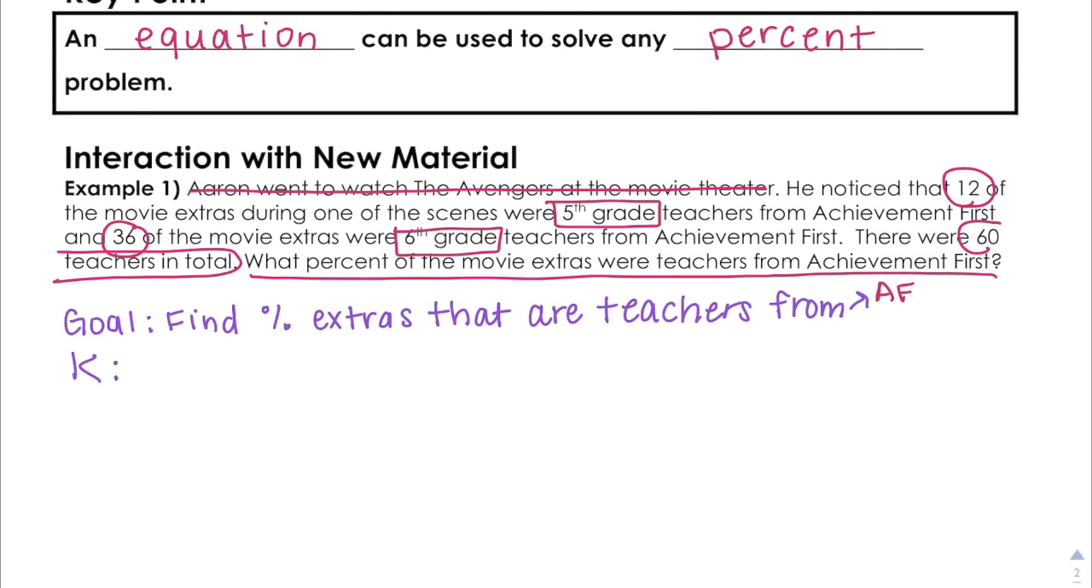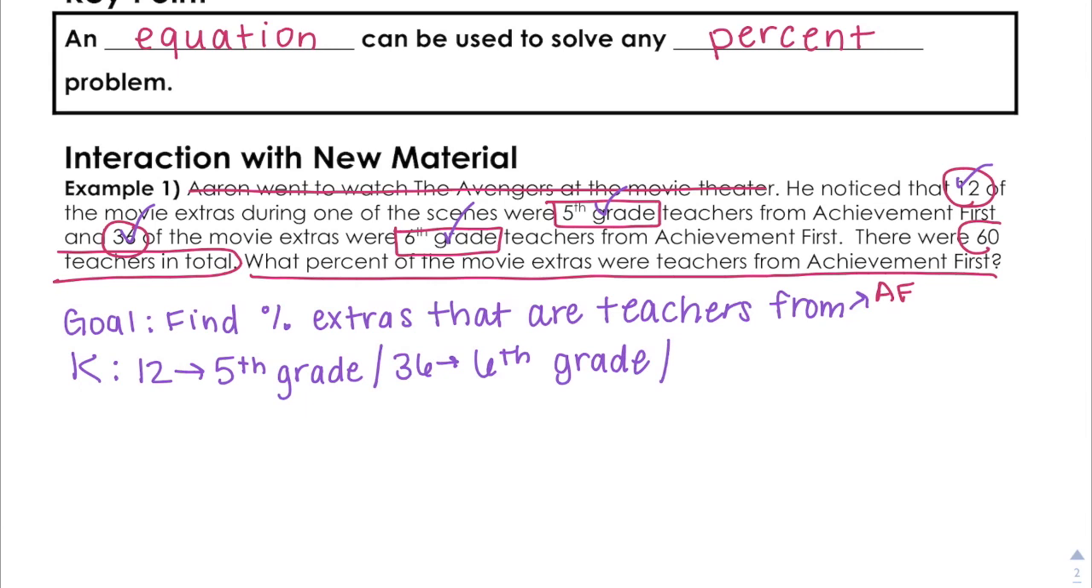Next thing we got to mark down is, what do we know? So this is where we want to look back at the things that we circled and boxed. So we know that 12 of these extras were 5th grade teachers. That's right here. And then we know that 36 of them are 6th grade. That's here. And then finally, we know that there are 60 teachers in total. So 60 total teachers.